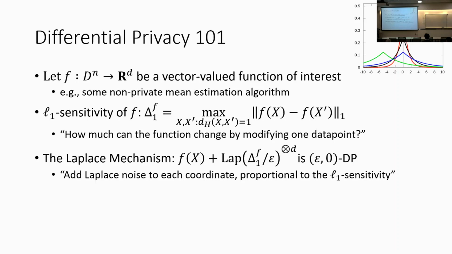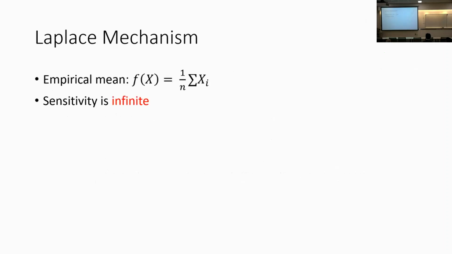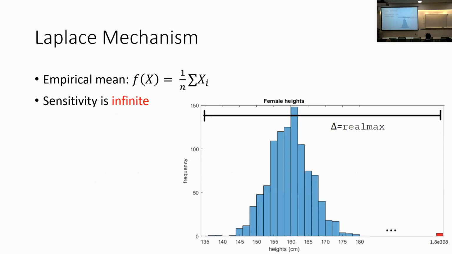So let's try to use it on mean estimation. And as pointed out by one astute gentleman there, things are going to fail pretty badly, but we'll see how to correct that. The empirical mean is the average of your data points. The sensitivity is infinite, right? Here is a data set where I took one point, moved it off to 1.8 times 10 to the 308, kind of the biggest real number, using whatever floating point precision. And this is going to totally mess up your statistic because the sensitivity is enormous or infinite.